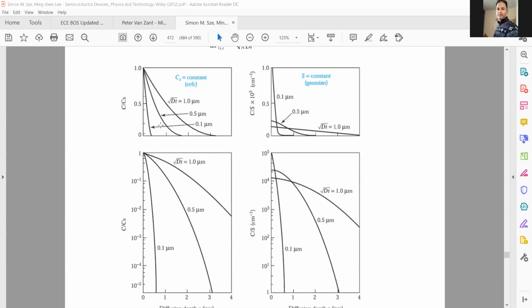You can note that as time increases, your concentration at the surface is constant. For all time values, your concentration is constant at CS. As time increases, these are the curves for increasing t, and the amount of doping at each depth value increases.